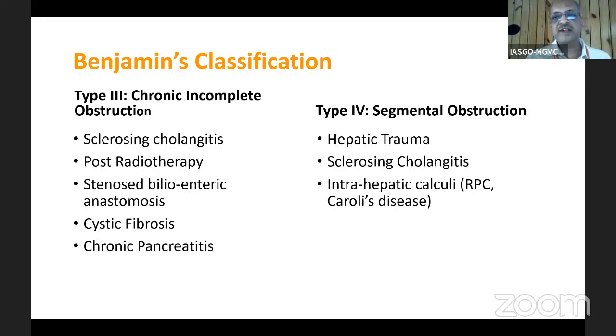And then sclerosing cholangitis. Sclerosing cholangitis can present in myriads of ways. You can have a dominant hilar stricture, but very often we have seen patients present with segmental strictures. And again, jaundice is not a common presentation in such patients.